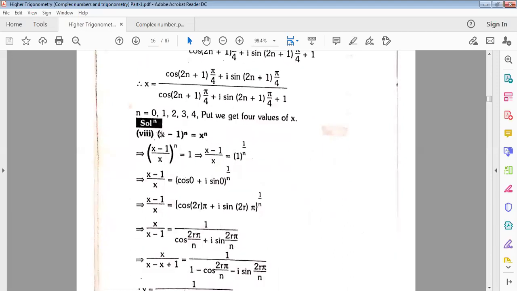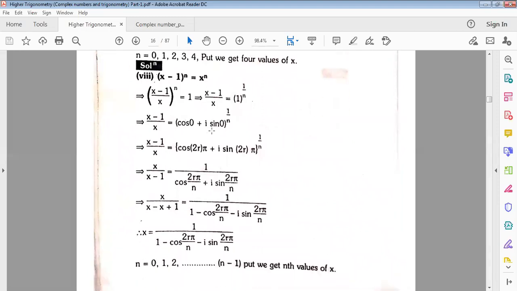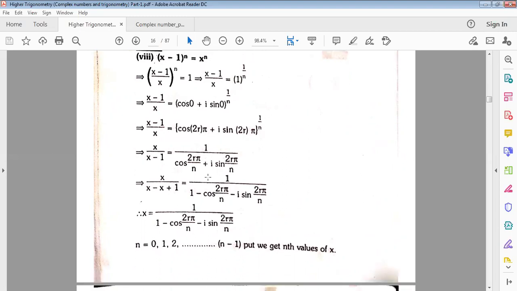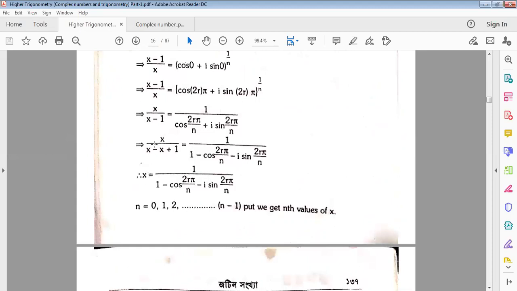Now similar process. How many roots will be here? N roots, because maximum power is n. You have to use r here because n is already given. This is why we have to introduce another constant r, to suppose cos 0 equals to 2 cos 2 r phi, not 2 n phi, because n is given in the equation. This is why you have to use r here, 2 r phi and i sin 2 r phi. Just multiplying 1 by this power with the help of de Moivre's theorem, then we get this one.